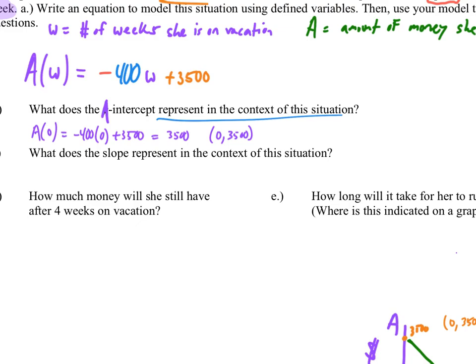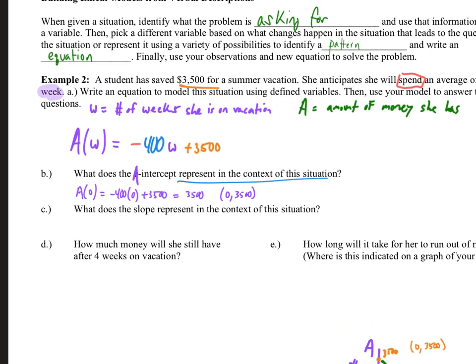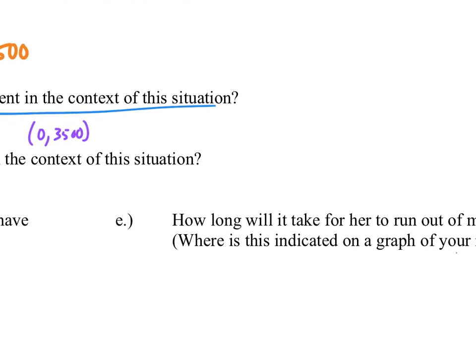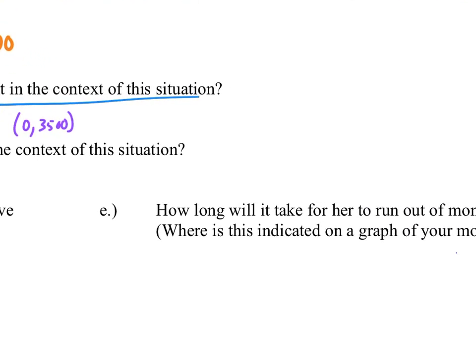Okay, you go back to the problem. She had saved $3,500. So she started with that amount of money, and it was decreasing from there. So you have some freedom in how you say that, but you should not be saying 0 weeks or anything like that. You should be saying at the beginning or at the start or initially she had $3,500.